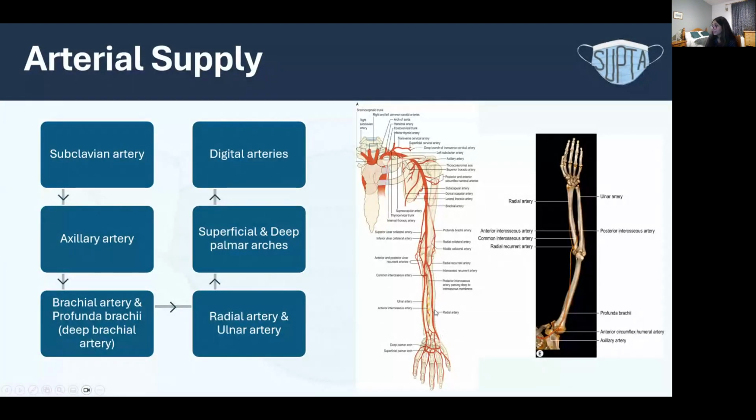and basically what happens is these arteries kind of meet here and form our arcs, so our superficial and deep palmar arc, and these arcs have digital arteries that individually supply the fingers and the muscles of the fingers. Okay, so again: subclavian, axillary, brachial, profunda brachii, radial, ulnar, superficial and deep palmar arc, and the digital arteries. Okay, so arterial supply, that makes sense.